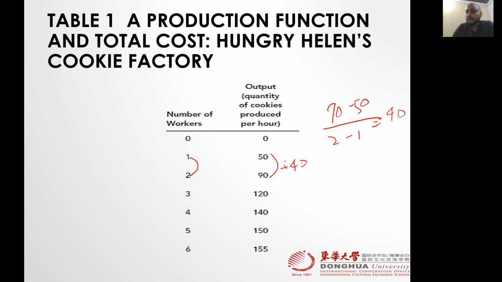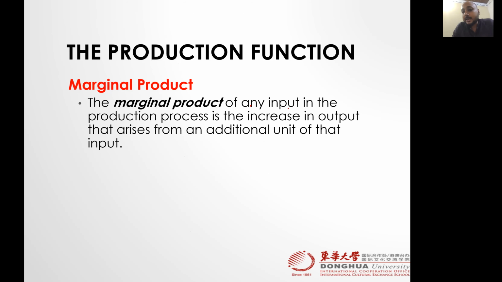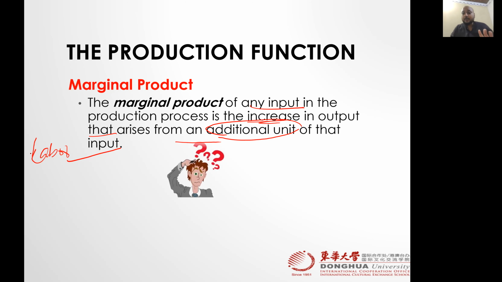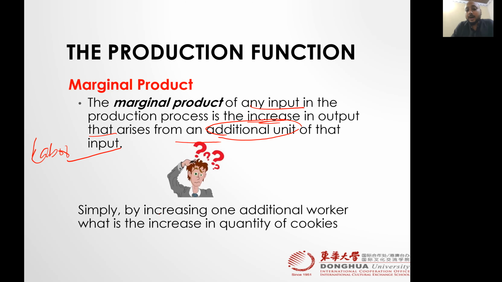All right. So what does it mean? The marginal product of any input in the production process is the increase in the output that arises from an additional unit of input. Input is labor here. In simple sense, if you are confused, by increasing one additional worker, what is the increase in the quantity of cookies? Simple. What additional labor is going to increase in my total production? That's it. We call this marginal product.